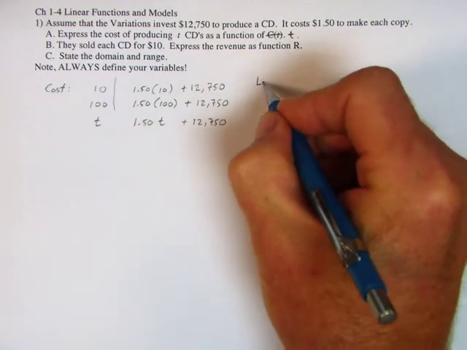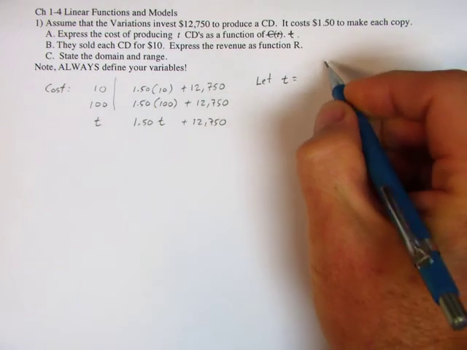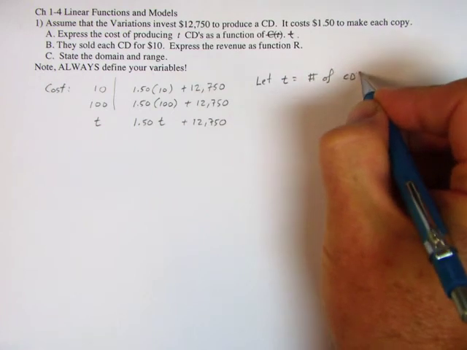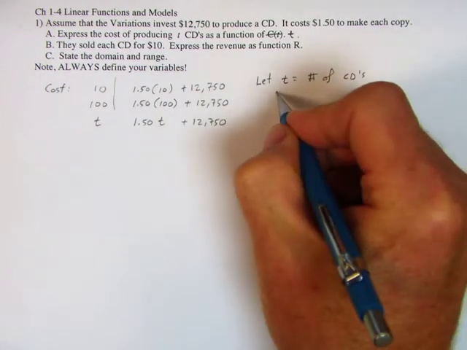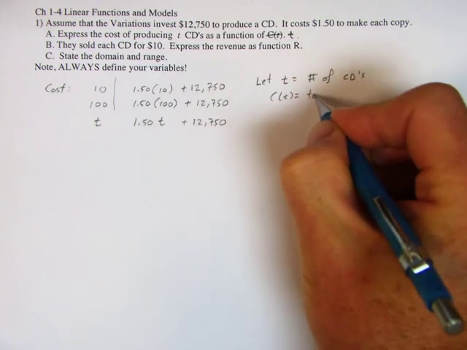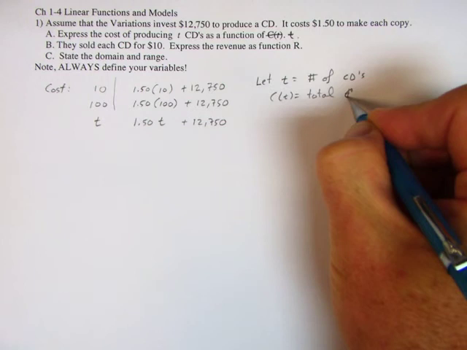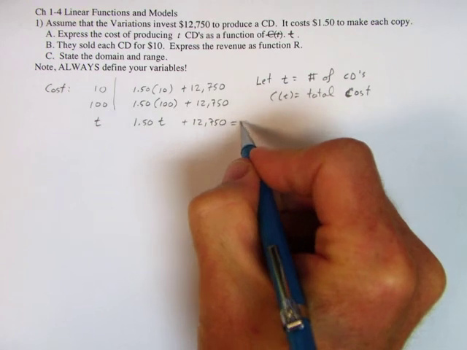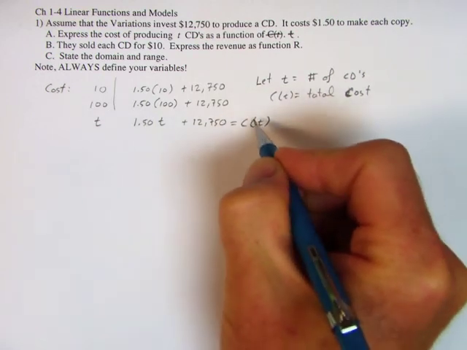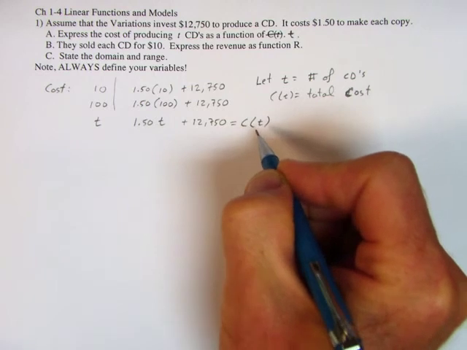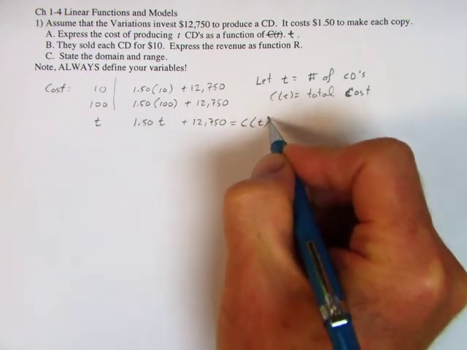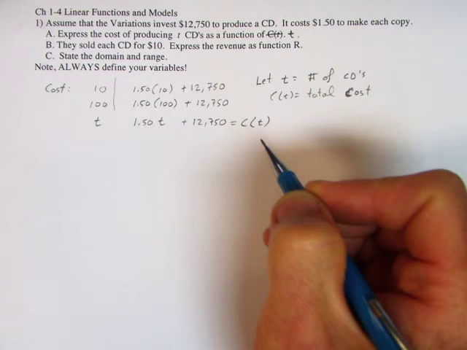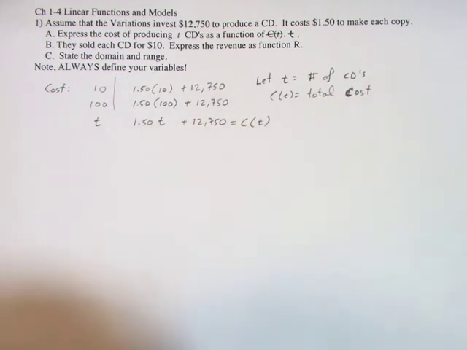The T is pretty much defined in the problem. Let T equal the number of CDs. C of T is the total cost. So if we let this equal C of T, this is function notation. It doesn't say multiplication, it's saying C of T. This is like your Y variable. So we've done that now.